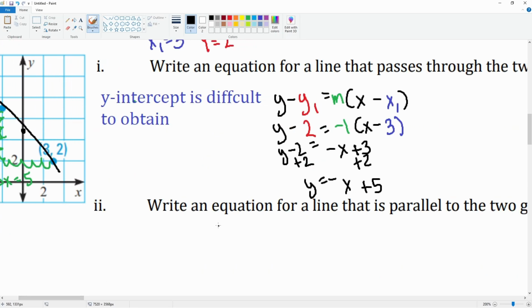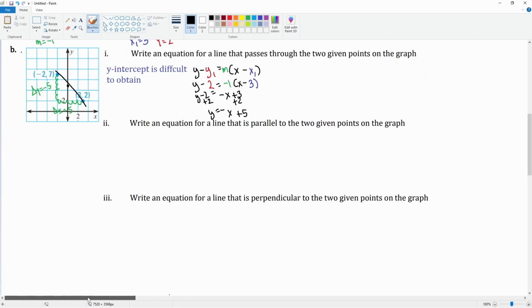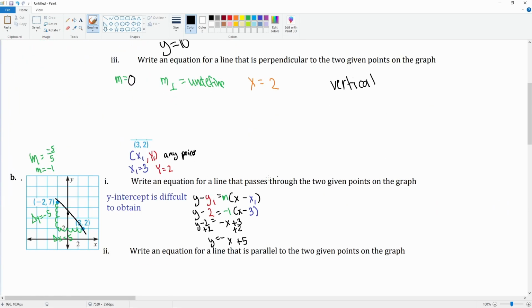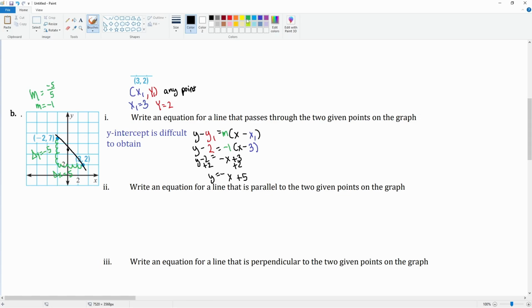Now we would like to obtain its parallel line. For it to be parallel to this line, the slopes have to be the same. So m is equal to m parallel, so m parallel is equal to -1. They have to have the same value. So the equation is y is equal to mx plus b. It could be any y-intercept.